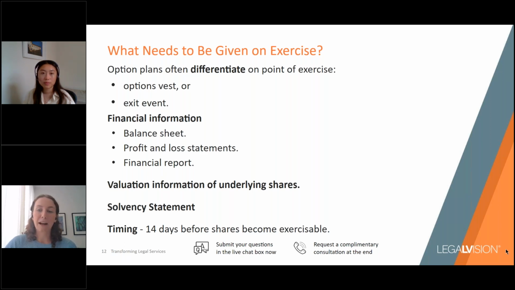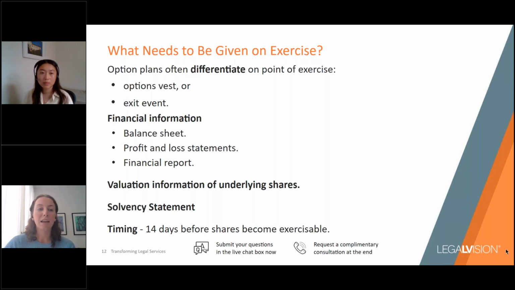In relation to the valuation information, the company needs to provide information about the valuation of the underlying shares over which the option has been granted. This will usually be a valuation performed by the company's CFO or a qualified valuer. And your tax advisor will need to confirm how the valuation should be performed in a manner that complies with the relevant tax law. And then finally, solvency statement is just a statement that the company is solvent at the relevant time.